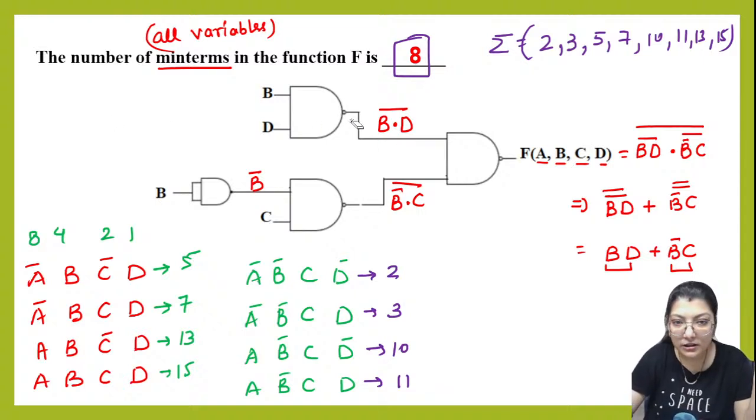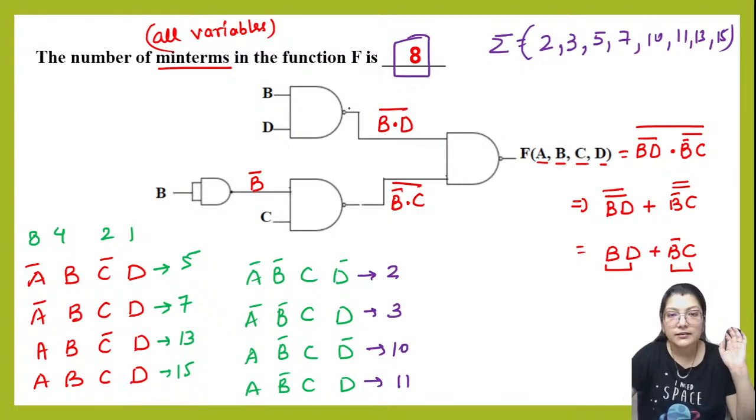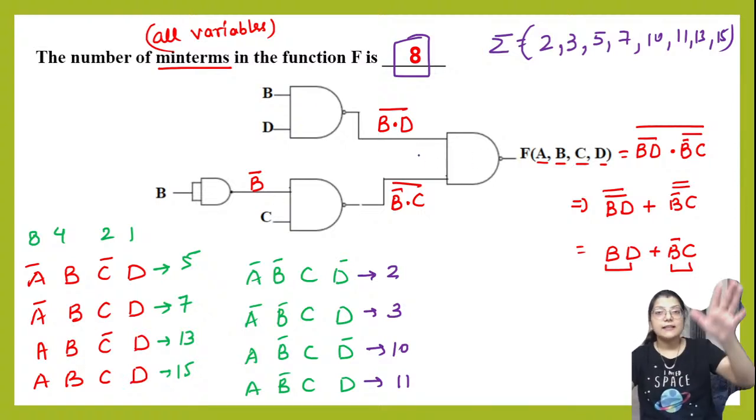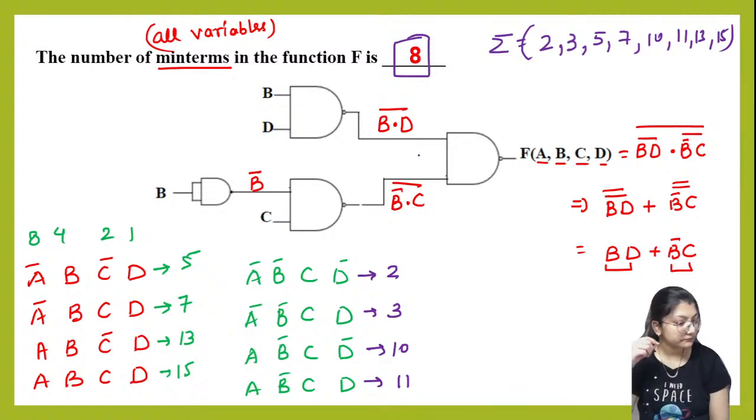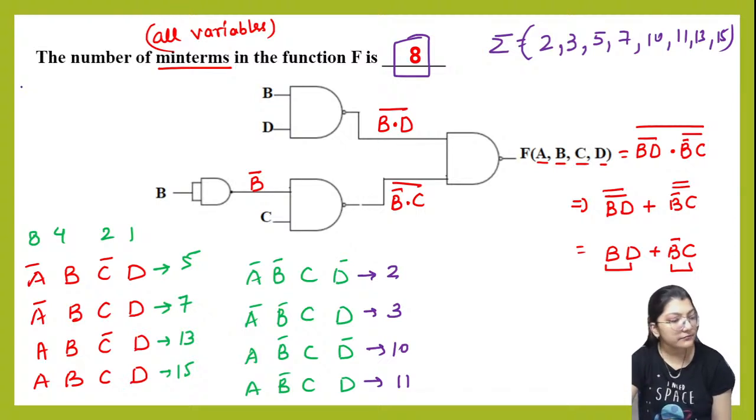Okay, NAND gate is not clearly visible. Maybe there was some issue with the figure, but I hope the concept is clear, right? This is NAND gate, okay? Did the concept become clear to everyone? I hope it is clear what the concept of the question is. So if I have 4 variables, at most I can have 16 min terms, that is 2 raised to power 4.